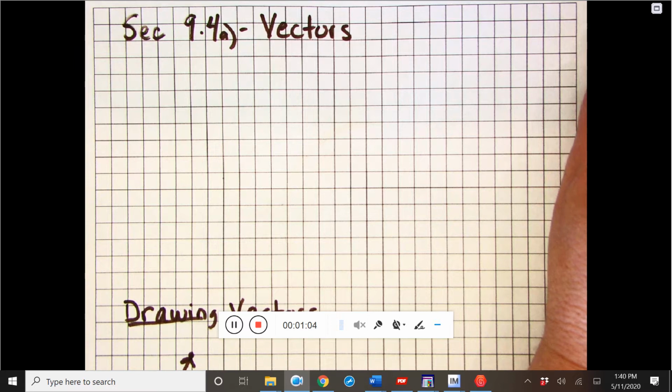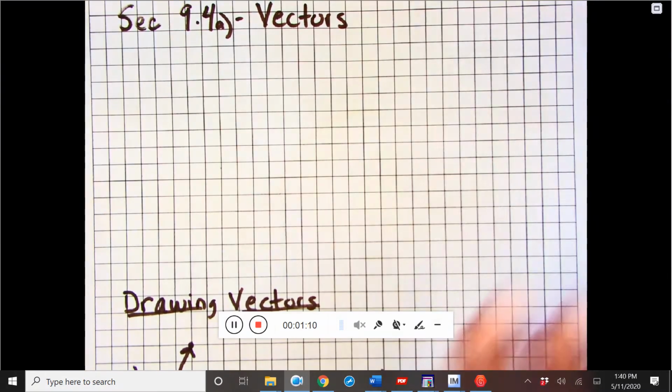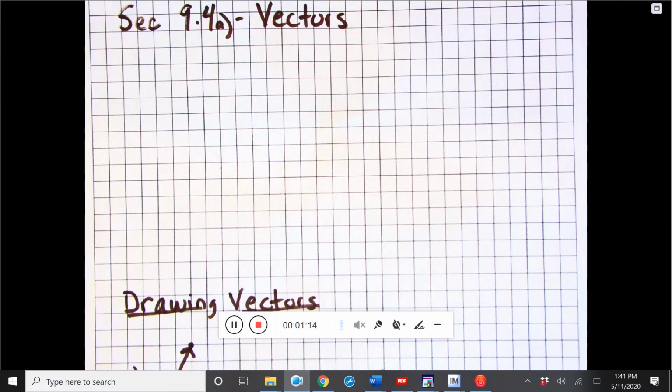Okay, so as you could probably guess, today we are talking about vectors. Some of you who have taken physics may have a little bit of knowledge of vectors, but we're going to look at them probably in a little bit different approach than what you did in physics. So the first thing we need to do is define what a vector is.